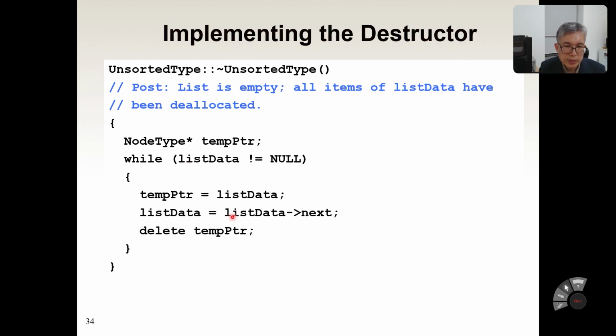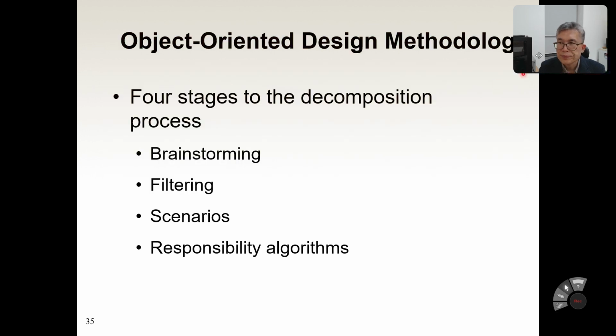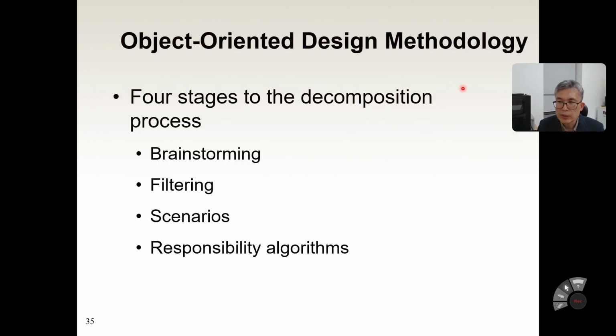So during this kind of operation, we can delete all list data nodes, and then we can safely free the memory space allocated for list data. The last part of this class will discuss object-oriented design methodology. There are 4 stages to the decomposition process, such as brainstorming, filtering scenarios, and responsibility algorithms.